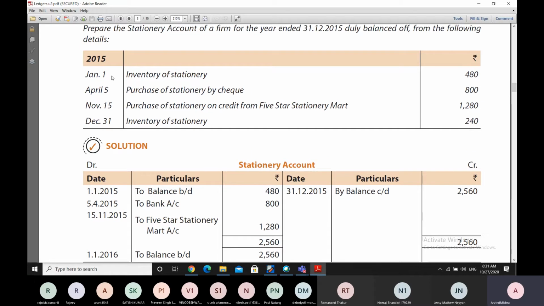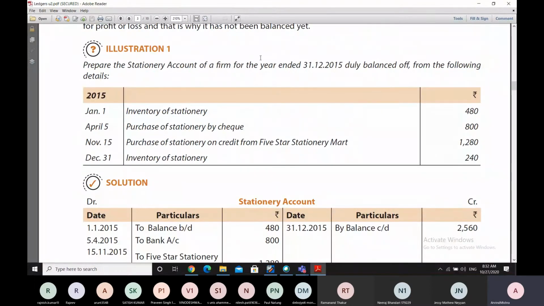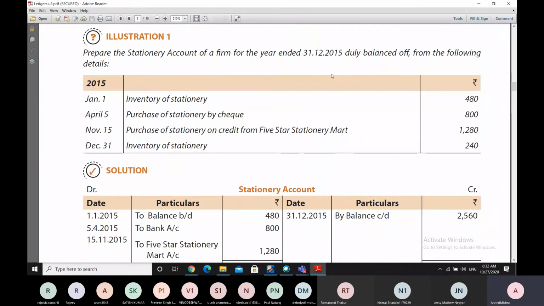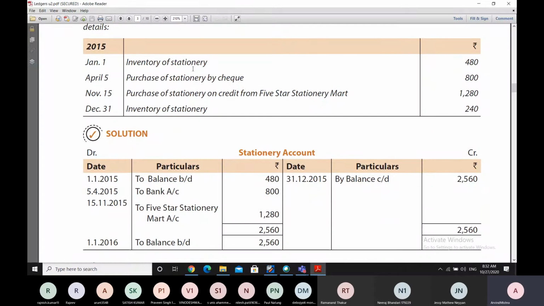So let us say that on January 1, the inventory of the stationery was 480. What we are talking about here is the opening balance of the stationery account at the beginning of the time period starting from January 1, 2015. And we are supposed to make the stationery account for the year ended 31/12/2015. So that means the year is ending on 31/12, and the year will start on January 1, 2015. So on January 1, there is an inventory of the stationery.